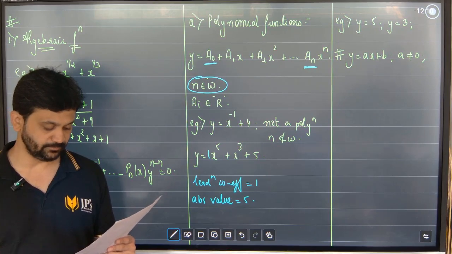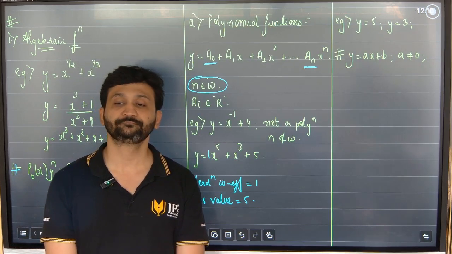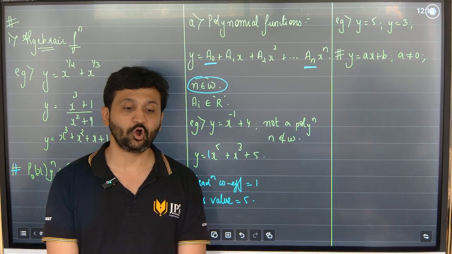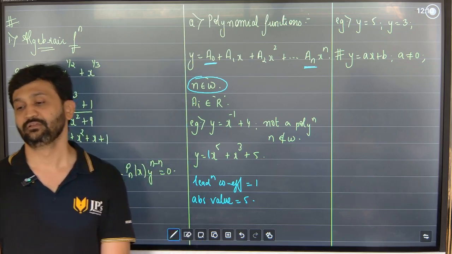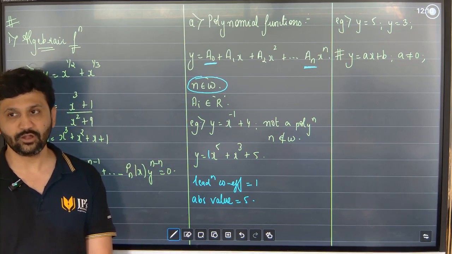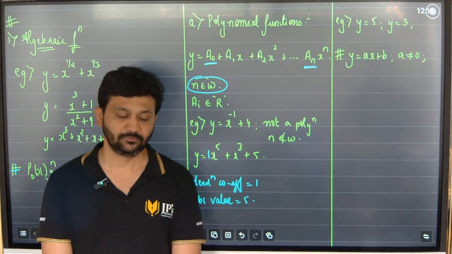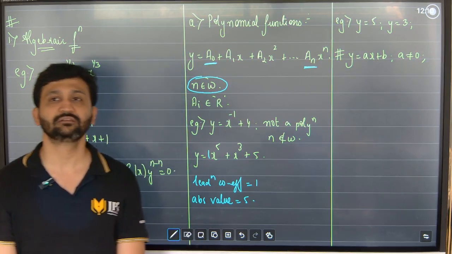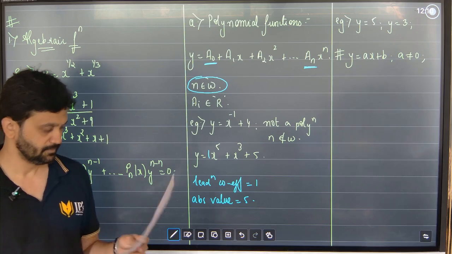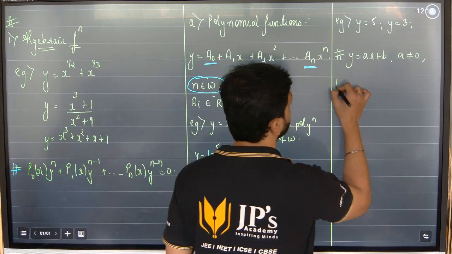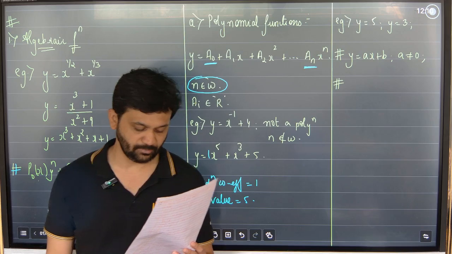If b is equal to 0, where a is not equal to 0, it is called an odd linear polynomial.